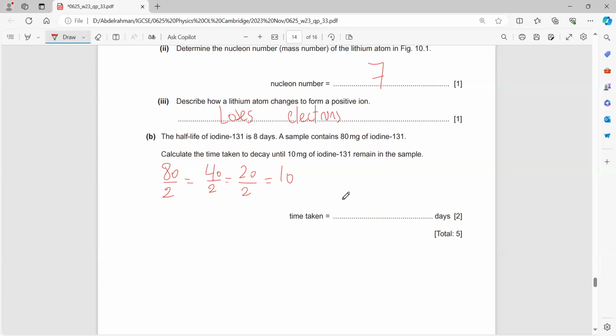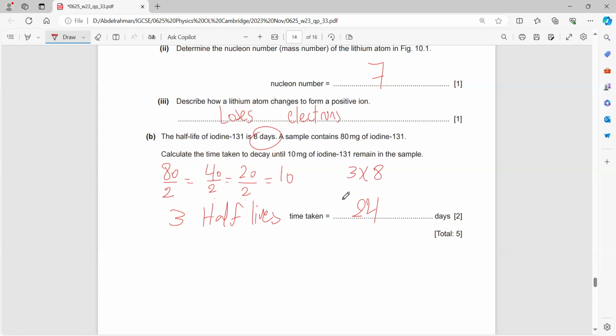So we do 8 times 3 because we have 3 half lives. We divided by 2 three times, meaning we have 3 half lives. Each half life is what? Each half life is 8 days. So 3 times 8 is 24 days. Again, very simple.